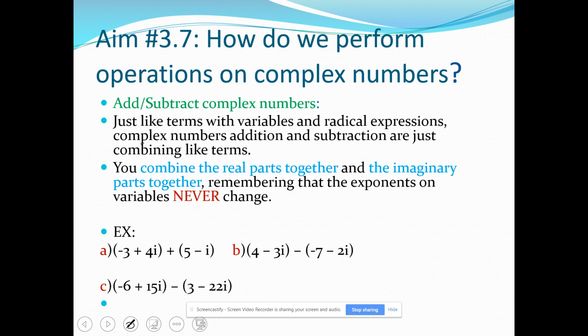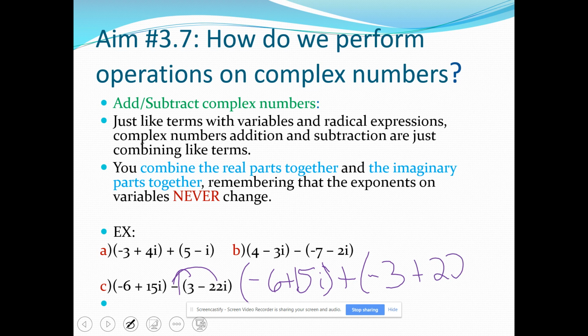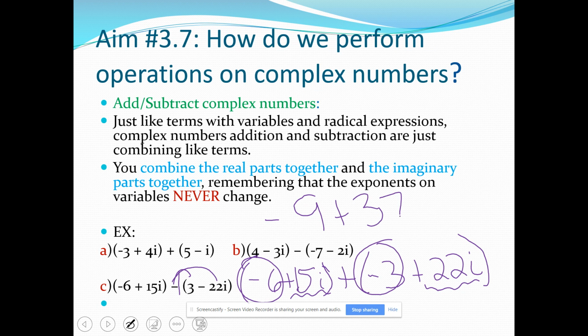Again, for example C, I'm going to distribute this -1 so that I have the left side staying the same, -6 plus 15i, plus -1 times 3 is -3, and -1 times -22i is +22i. Now I'm going to combine my like terms. -6 plus -3 is -9. 15i plus 22i is +37i.